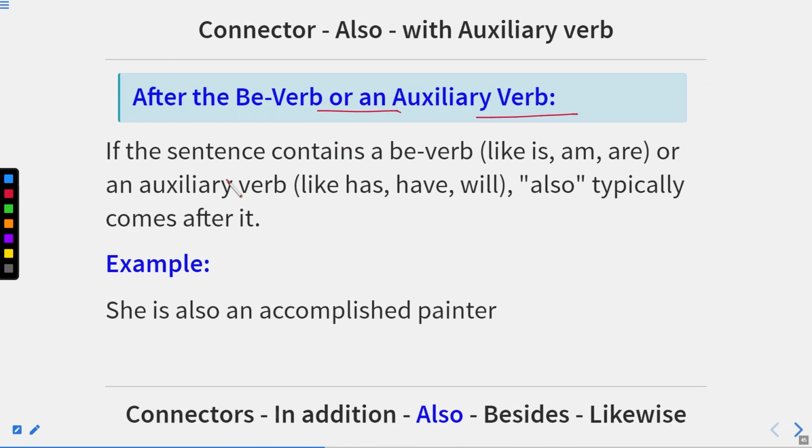After the be verb or auxiliary verb, it means after the helping verb. If the sentence contains a be verb like is, am, are, or an auxiliary verb like has, have, will, also typically comes after it. She is also an accomplished painter. So as you can see over here, is the helping verb, and after that we are using also.